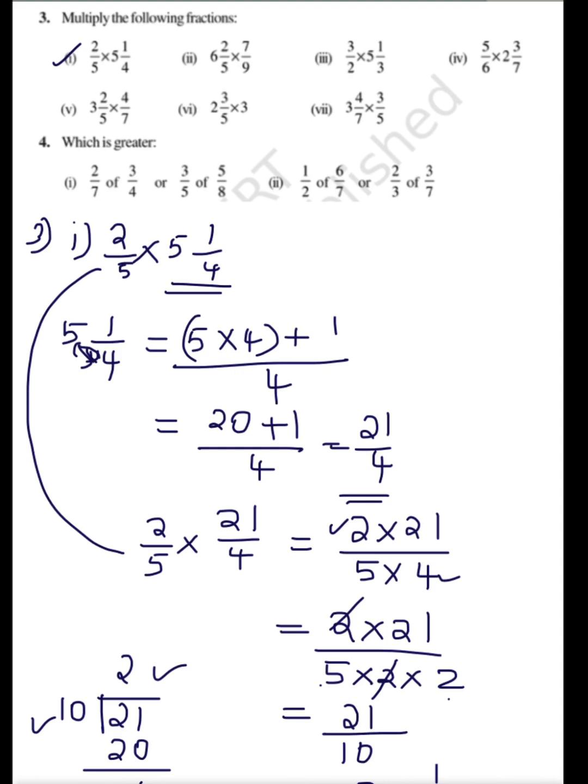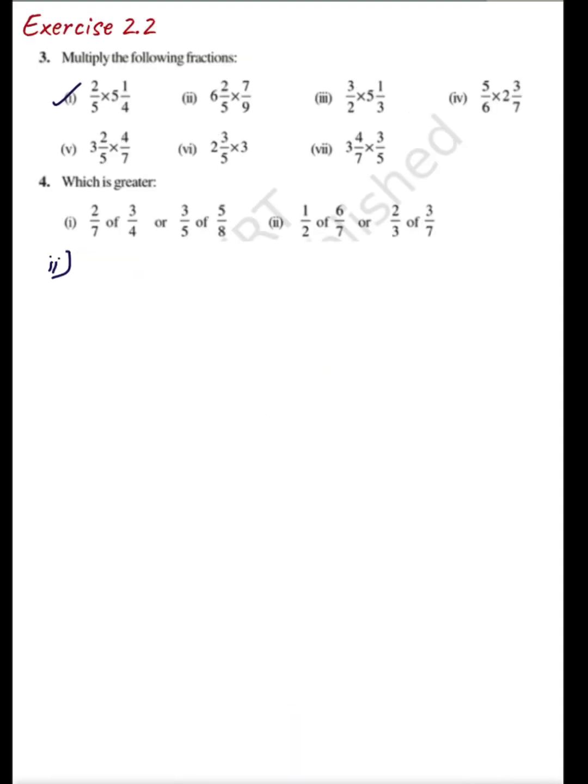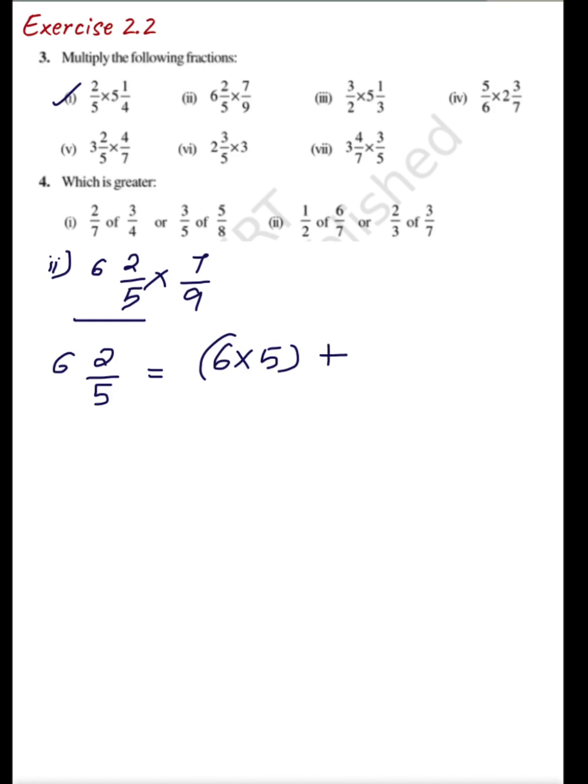Now let's see the second question. The second question is what? 6 2 by 5 into 7 by 9. So this 6 2 by 5 can be converted into an improper fraction first. Why? Because this is a mixed fraction, so it should be converted to an improper fraction first. So how will you convert it? Just cross multiply this 6 into 5, and plus numerator 2 divided by denominator 5.